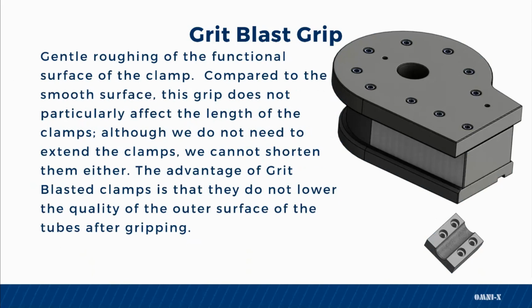Grit blast is a gentle roughening of the functional surface of the clamp. Compared to a smooth surface, this grip does not particularly affect the length of the clamps. Although we do not need to extend the clamps with grit blast, we cannot shorten them either. The advantage of grit blasted clamps is that they do not lower the quality of the outer surface of the tubes after gripping.